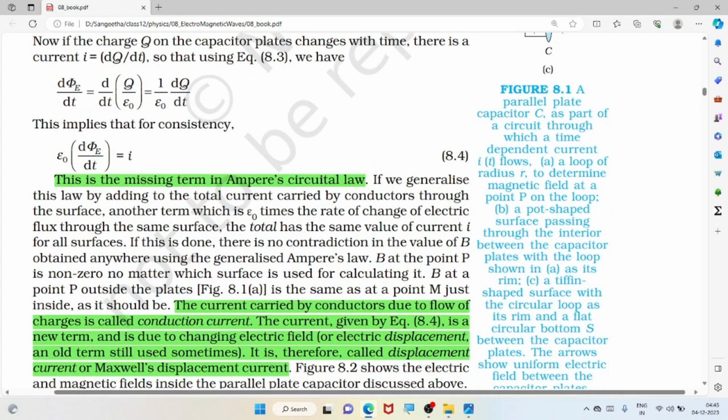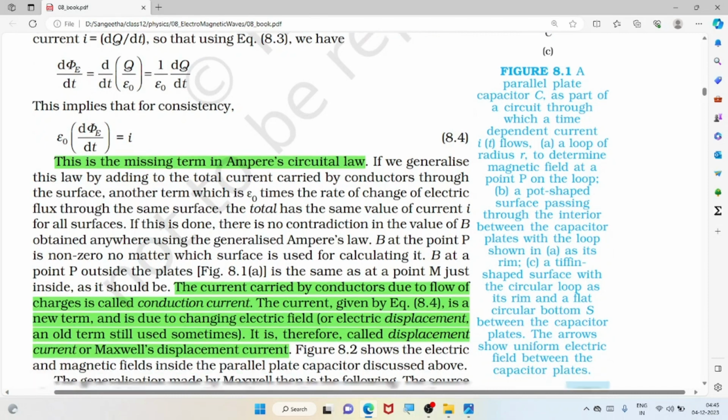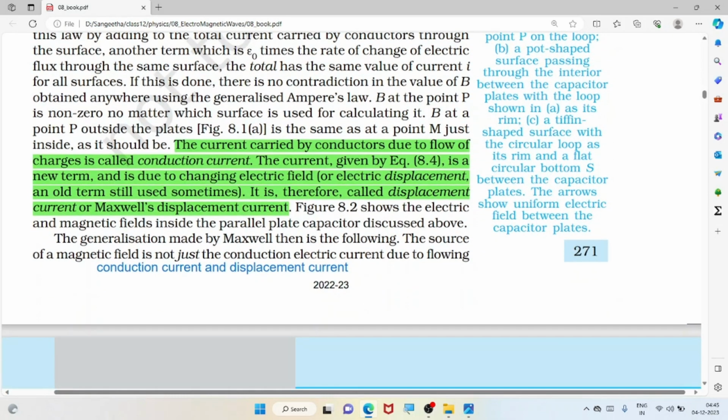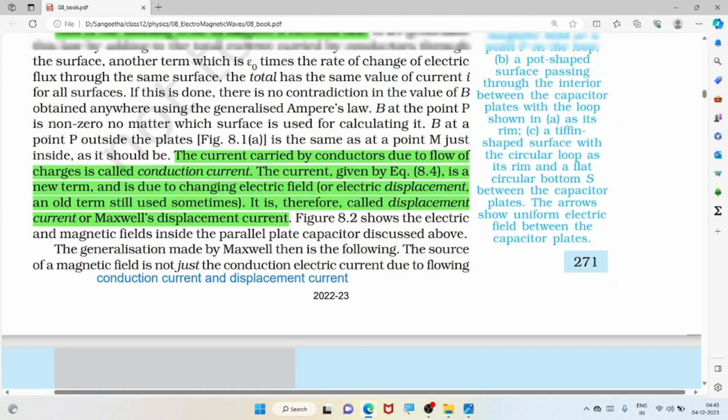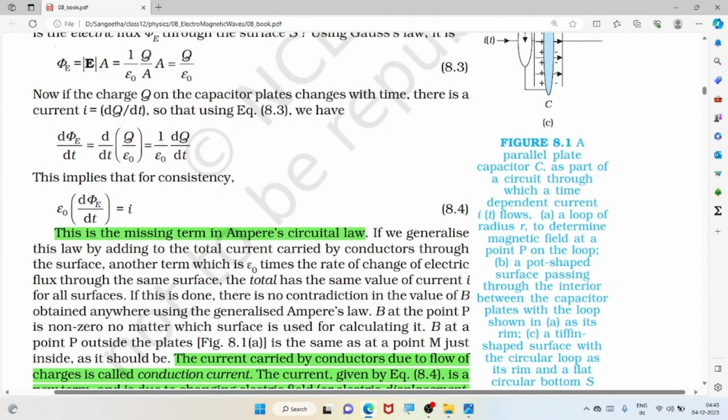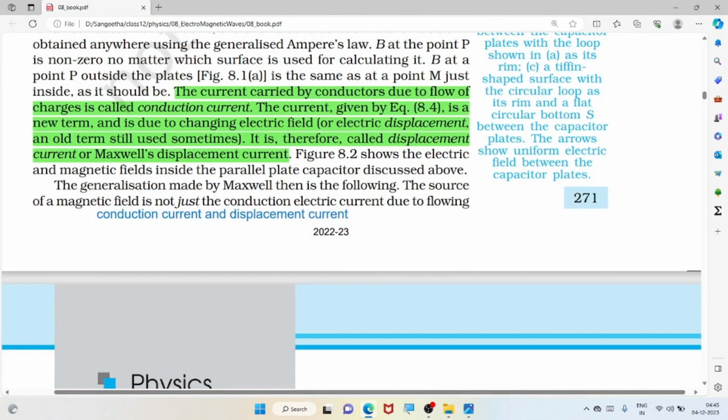See, this is the displacement current which is missing in the Ampere's circuital law. The current carried by conductors due to the flow of charges is called the conduction current. The current given in the equation is a... this is 8.4. This is the new term. This is nothing but the displacement current, and is due to changing electric field.